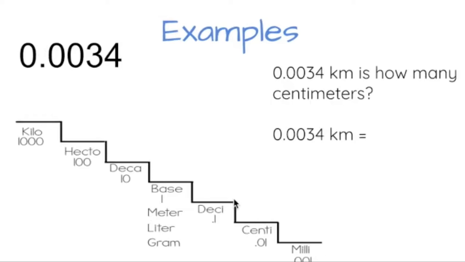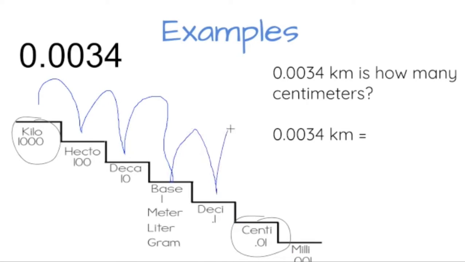Okay, we're going to try another example. This example gives us 0.0034 kilometers, and it's asking us to tell us how many centimeters that is. So where we start is we start at kilometers because that's what we're given right here. And where we're ending, we're going to end at centimeters right here. And now we bounce. We go 1, 2, 3, 4, 5.